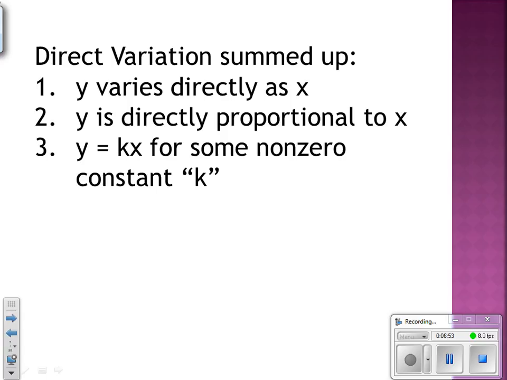So, summary of direct variation. In words again, it's y varies directly as x. Another way to state that is y is directly proportional to x. And the model for it is of the form y equals kx for some constant k.